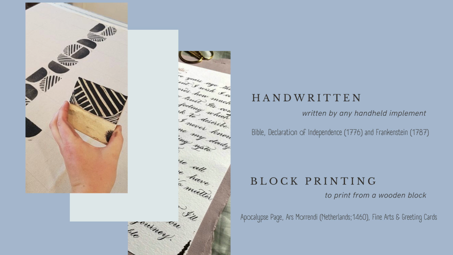So then we have the handwritten versus block printing. Handwritten is something that is written by a handheld implement. So a pen, a pencil, marker, highlighter, anything like that, on a piece of paper. One of the most popular books written by hand, as well as most desired, was the Bible during this time. Bible, Declaration of Independence in 1776, and Frankenstein from 1787. Those are just some three examples.